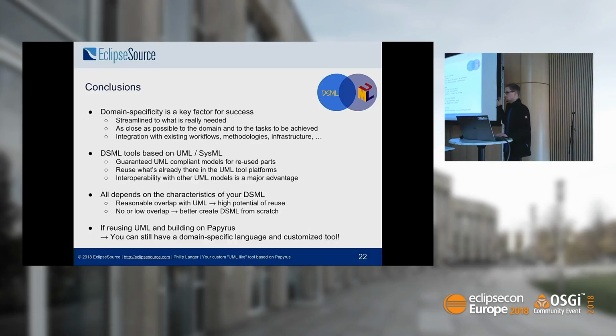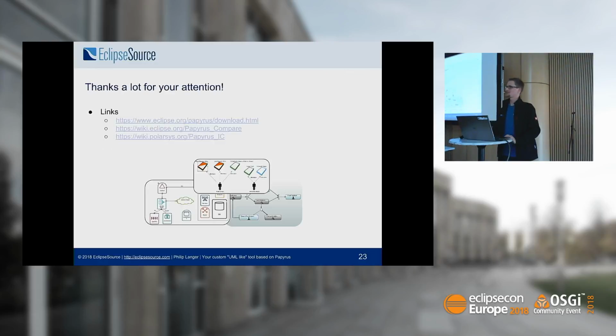I'm not saying use Papyrus or UML for every single language that you can think of, but really take it into consideration. It might save you a lot of time if you reuse Papyrus, if it makes sense. So that's basically all what I wanted to say. If you use UML and you use Papyrus, then make sure you customize your tool accordingly and let us know if you have any issues with it. Thanks a lot for your attention, and I'm happy to take any questions.